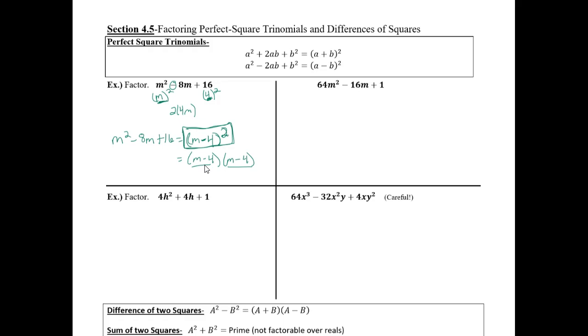Same thing down here. So I look at the first term, 4h squared. That's the same thing as 2h being squared. 2h times 2h would give us 4h squared. And the last term is 1 squared. If we multiply these two things together, we'd get 1 times 2h, or just 2h. And then double it, that gives us the middle term, 4h. So again, this is a perfect square trinomial.